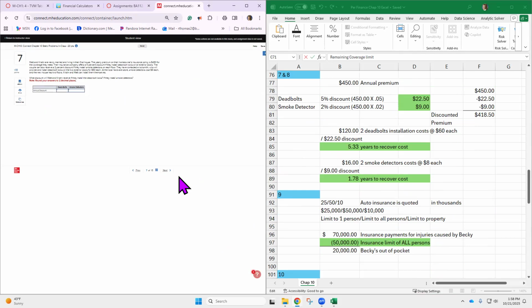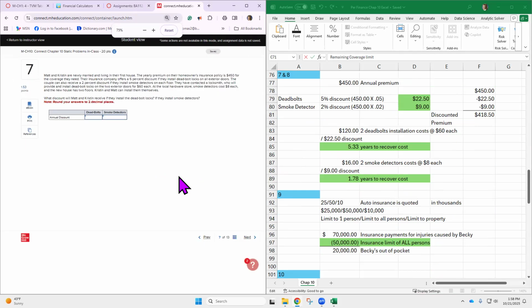Next one is, this is 7 and 8. Okay, 7 and 8. So some homeowners insurance policies start to give you discounts if you do certain things to help protect the home. So Matt and Kristen are newly married and living in their first house. The yearly premium on their homeowners insurance policy is $450 for the coverage they need. Their insurance company offers a 5% discount if they install deadbolt locks on all exterior doors. The couple can also receive a 2% discount if they install smoke detectors on each floor.